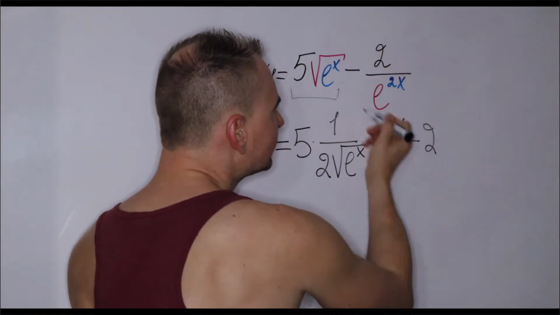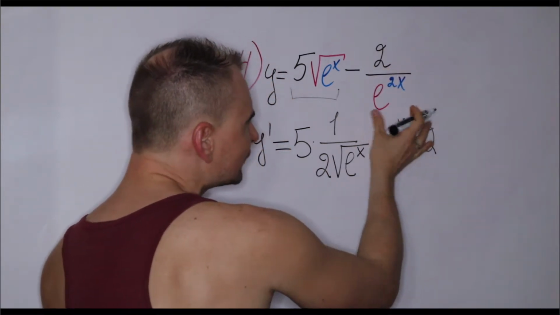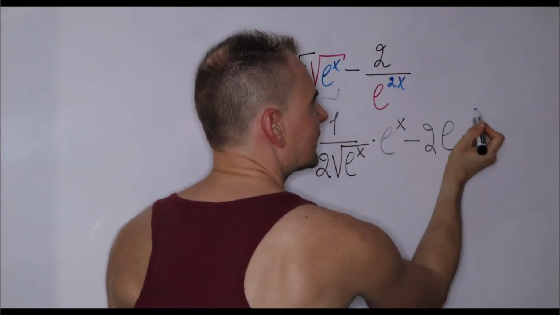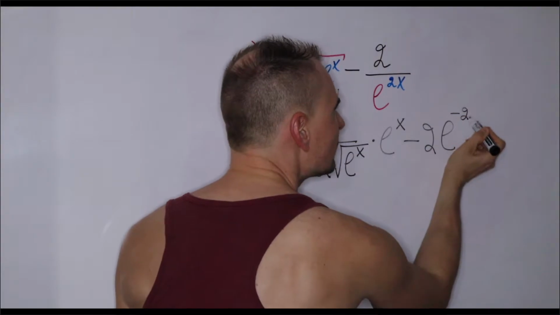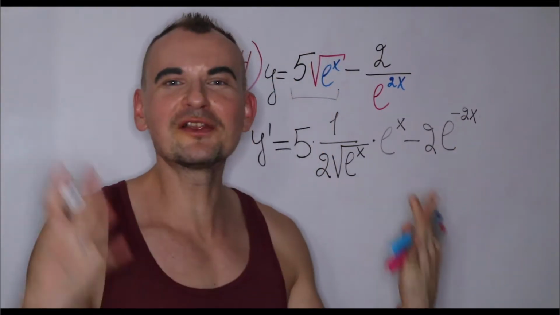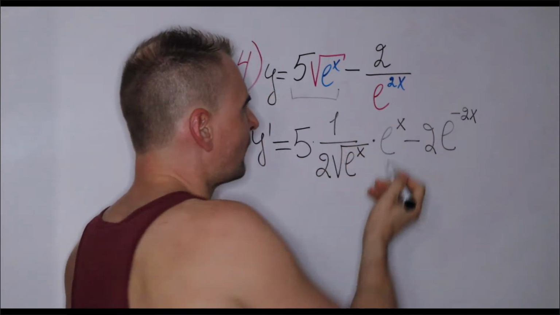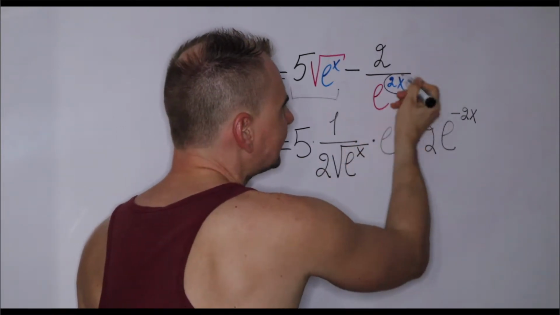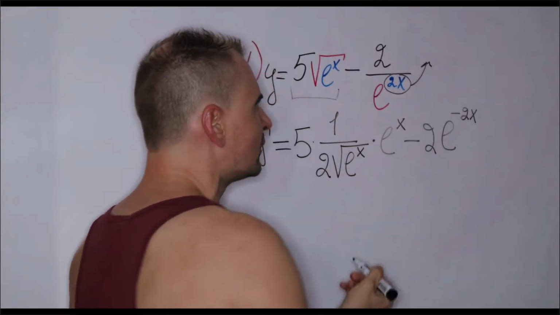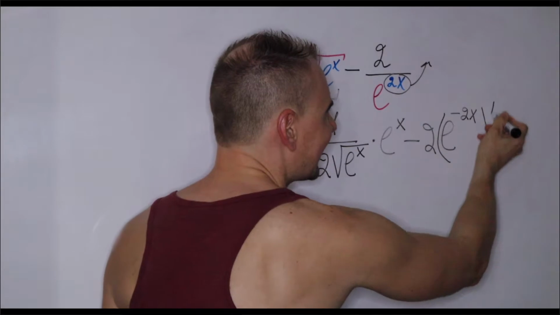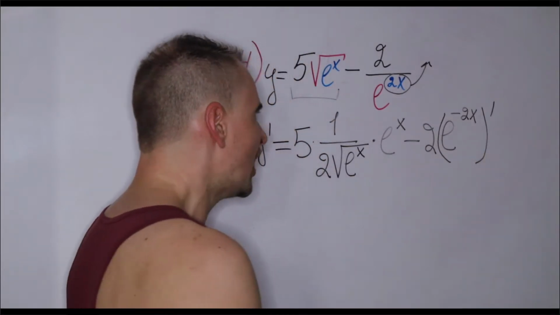And the way you would handle the derivative of the second one, you want to rewrite it as e raised to the negative 2x. Recall that old-fashioned exponent rule. So when you have your power down in the denominator and when you bring it up, you want to make it negative. And at this point, you have to take care of the derivative of this one.